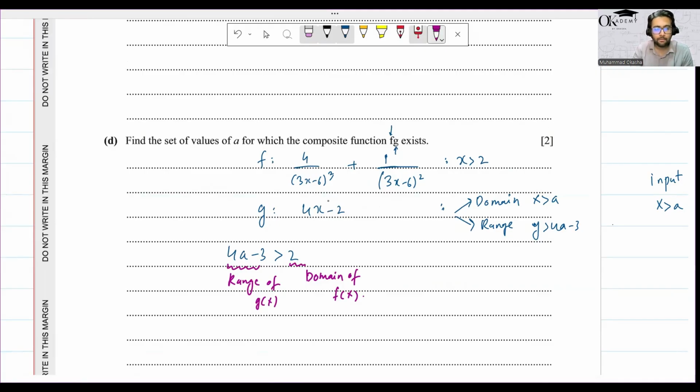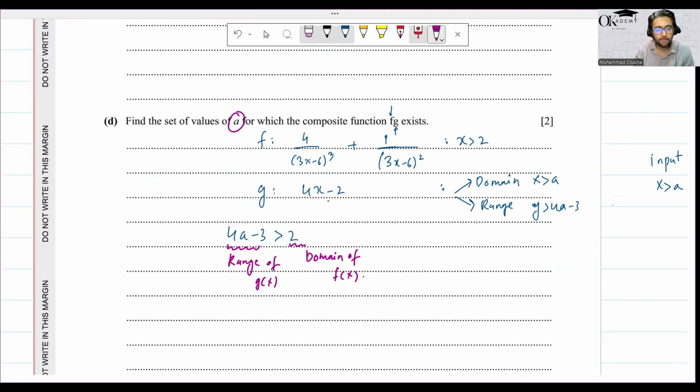So we need to find out the set of values. Whenever you see the words set of values, which means we're talking about an inequality, right? These are the keywords you should know. So I have 4a minus 3 greater than 2. I think I could simply solve it. 4a greater than 2 plus 3.